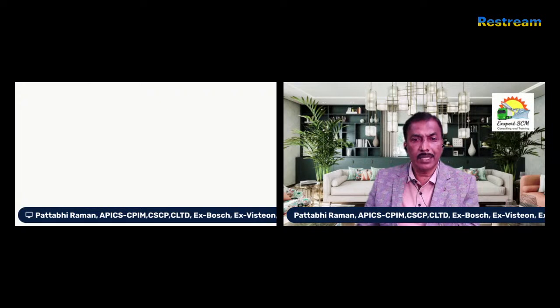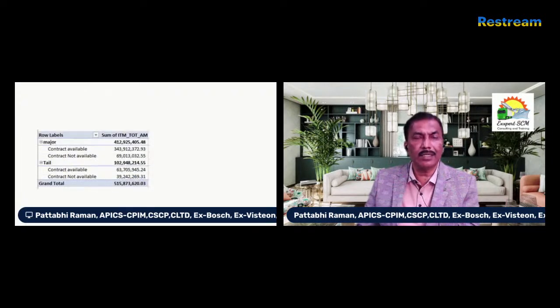I have done a basic analysis on this given data. Here we are going to use a Pareto analysis to define the major purchases, which cover 80% of the value, but less than 10% of the records consume 80% of the value, and the balance is treated as tail items, which means that 80% of the records consume only 20% of the resources. Accordingly, we classify major and tail items.